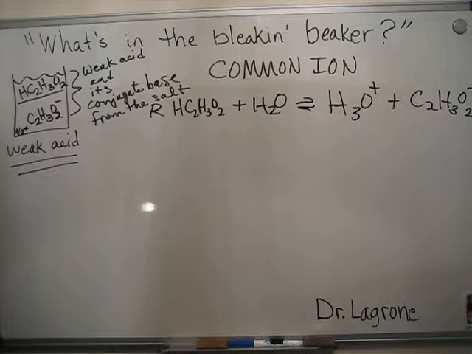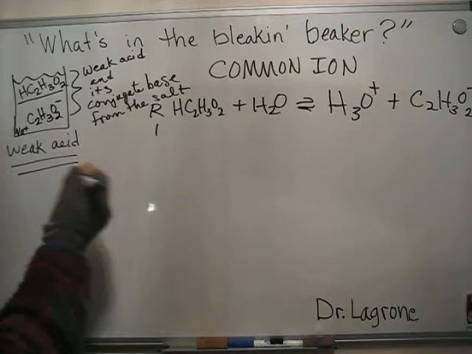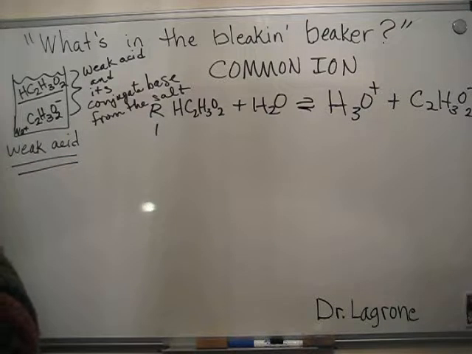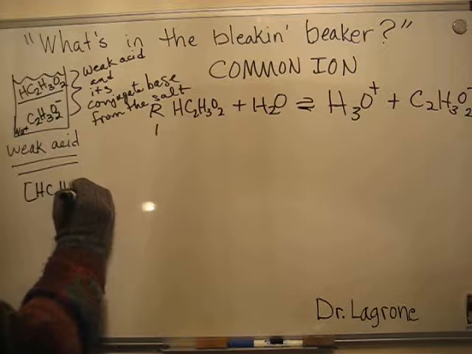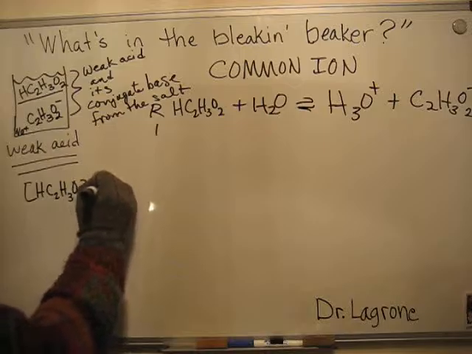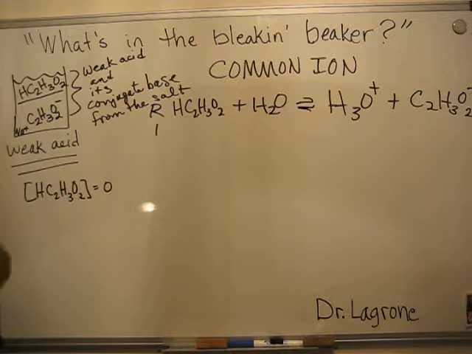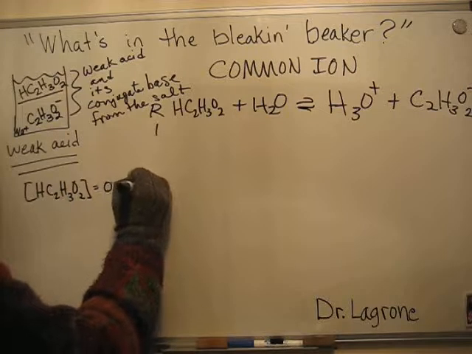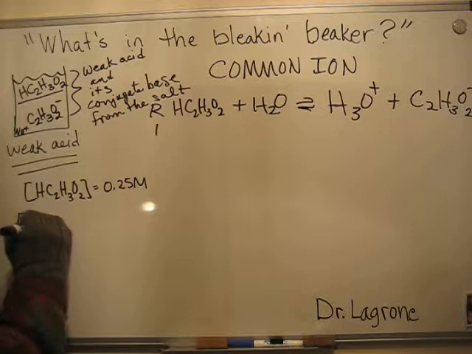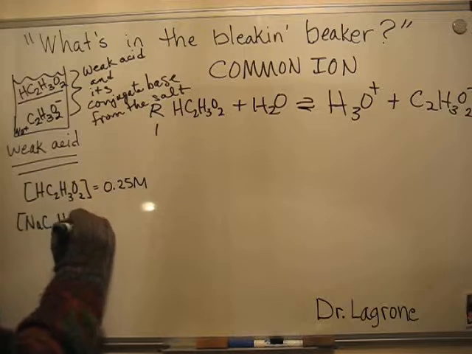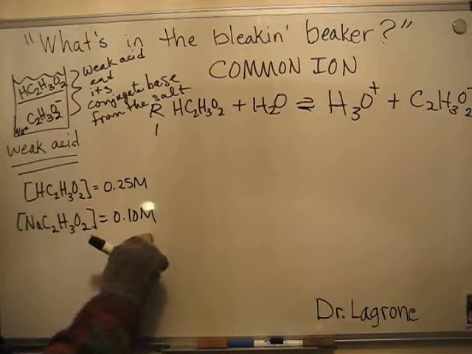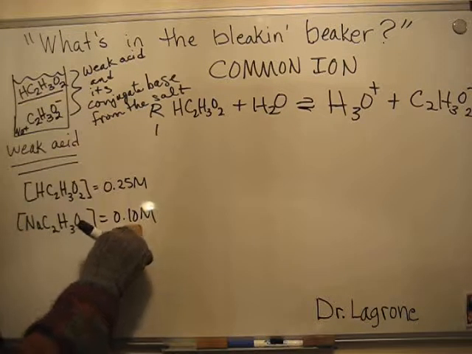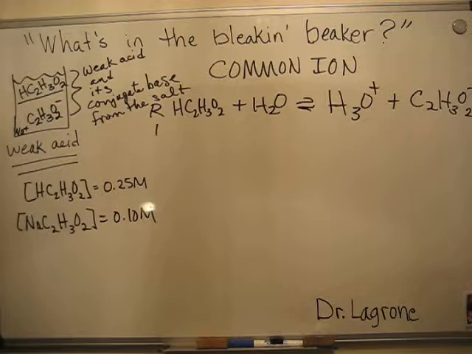We're still going to start with our RICE table. Initially, I need to give you a concentration of both of these. So I'm going to tell you that the initial concentration of the acetic acid is 0.25 molar, and that the salt concentration is 1/10 molar. Now I could start you in grams and you convert to moles and then divide by the volume in the beaker and get molarity, but I just wanted to make it shorter. So here we go. We've got 1/10 molar salt.